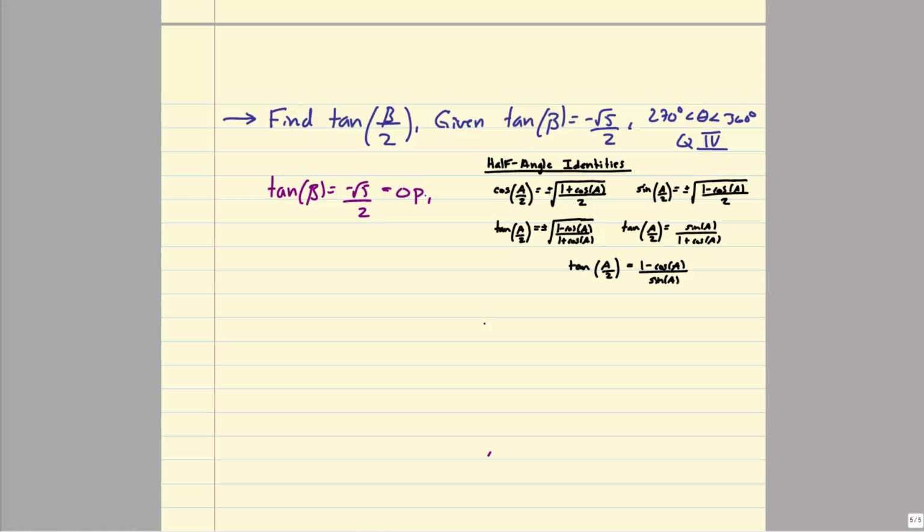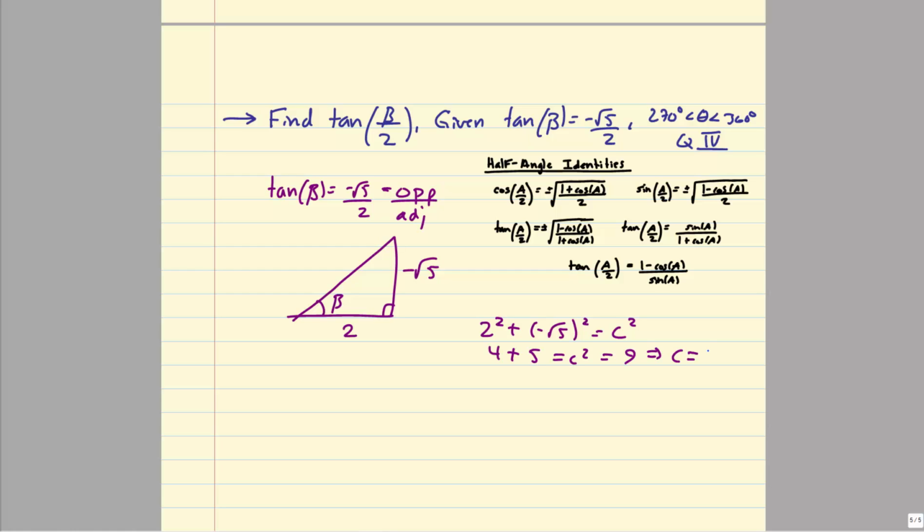So SOHCAHTOA, tangent would be opposite over adjacent. Now remember, I'm in quadrant 4. So let's go ahead and put up our triangle. If you want to drop this into quadrant 4, you can. I'm just going to put up the triangle though, and remember which quadrant I'm in. So here's beta. Opposite would be negative root 5. Adjacent would be 2. And then to figure out the hypotenuse, legs squared plus legs squared equals hypotenuse squared. We'll call that c squared. So 4 plus 5 is c squared. 4 plus 5 is 9. c is equal to 3.